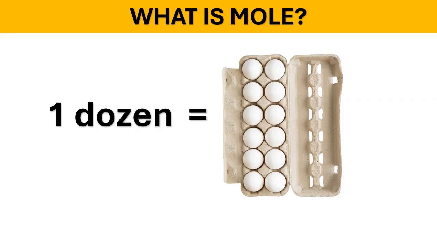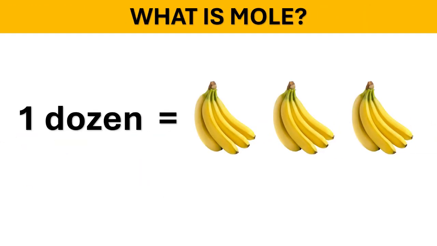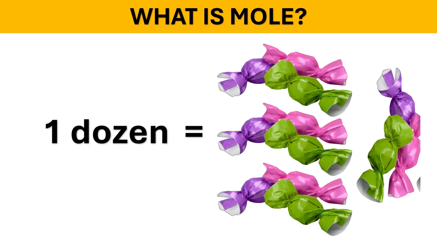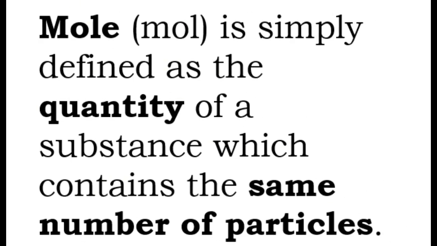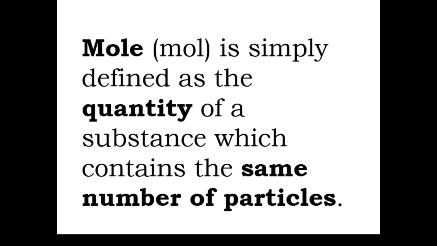Just as we denote 1 dozen for 12 eggs, it can be 1 dozen for 12 bananas or 12 candies. Similarly, a mole is used to count entities on a microscopic level like atoms, molecules, ions, particles, etc. In chemistry, mole is simply defined as the quantity of a substance which contains the same number of particles.